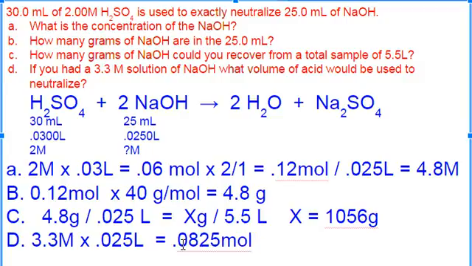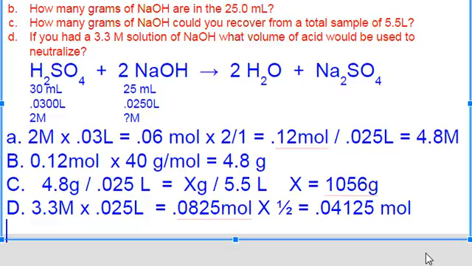And because H2SO4 has 2 hydrogens on it, I only need 1 mole of H2SO4 for every 2 moles of NaOH I have. So this is only going to be 0.04125 moles of H2SO4 I need. And if I need 0.04125 moles of H2SO4, and it's got a molarity of, what was my molarity? 2 moles per liter.